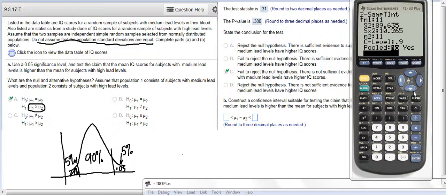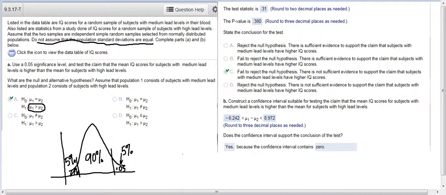And again, pooled is no. And we calculate, and we get our interval is going to be negative 6.242 to 8.972. Alright, so that's what goes in the next answer block. So to round this question on out, we type in those numbers, and then, as I said earlier, this confidence interval supports the conclusion that we fail to reject because the confidence interval contains 0. So it is quite possible that the difference in IQs between these two is actually 0.